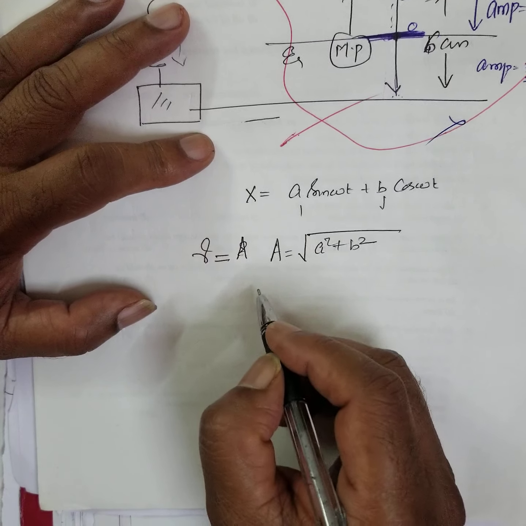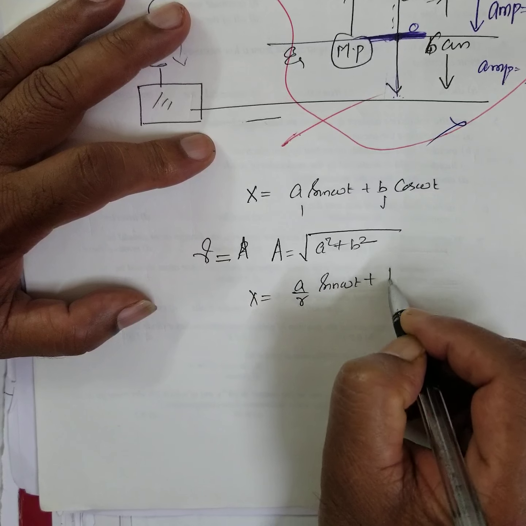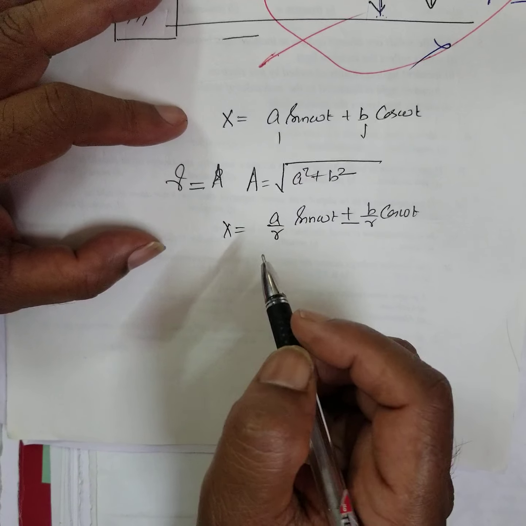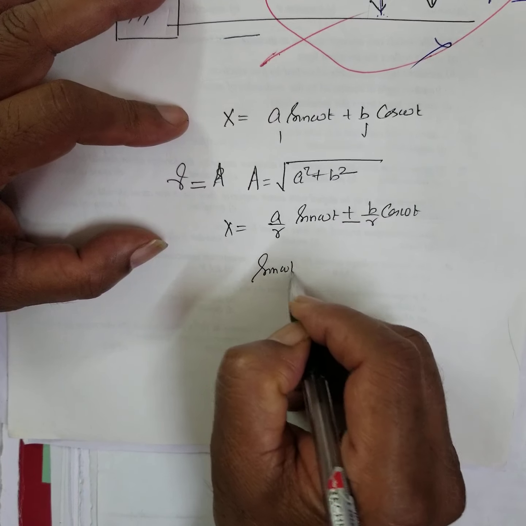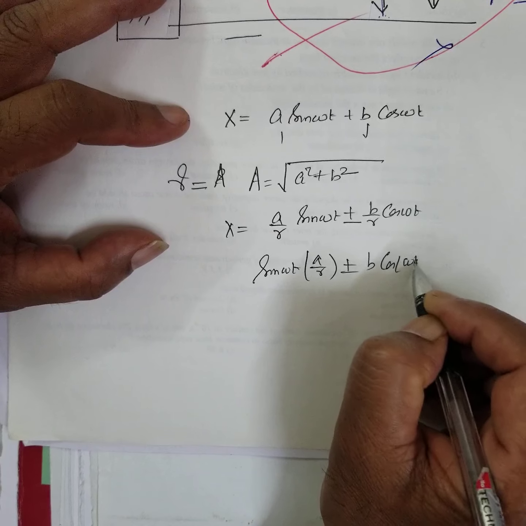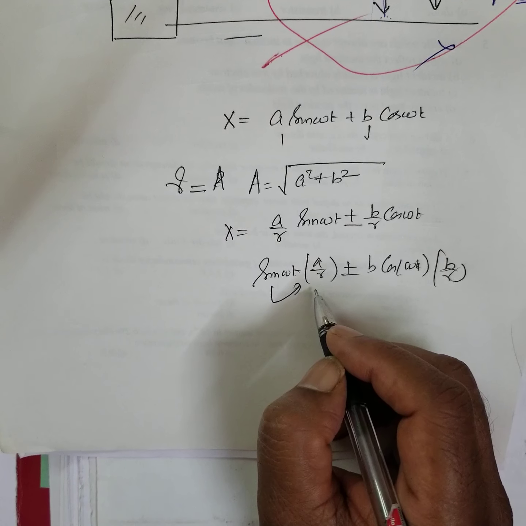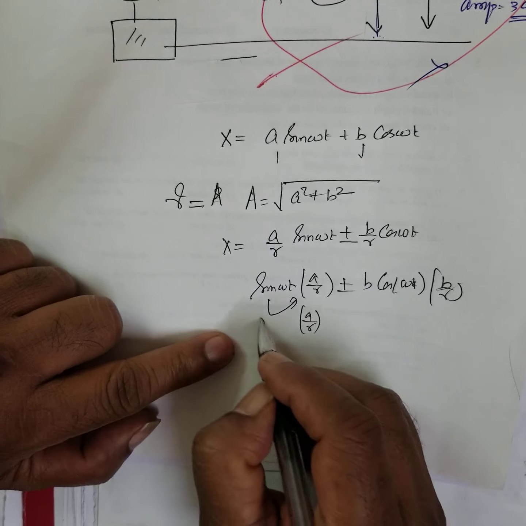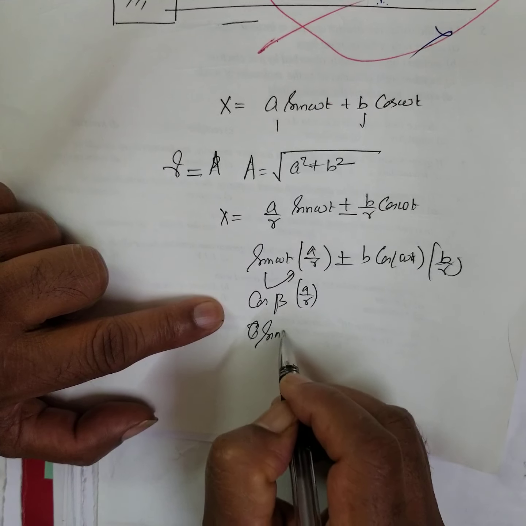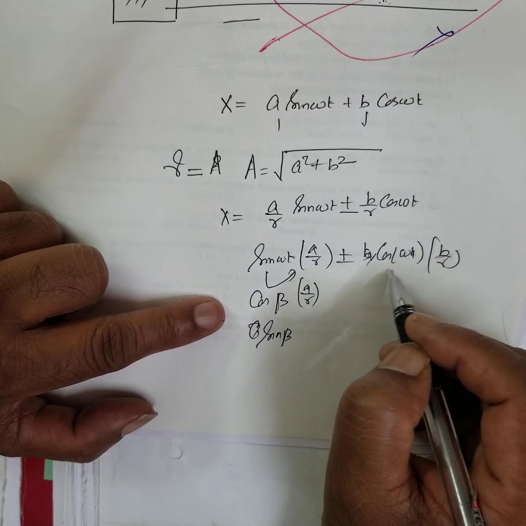You are getting this sum. Divide throughout by r. X is equal to a by r sin omega t plus b by r cos omega t, plus or minus whatever may be here. Therefore, sin omega t a by r plus or minus b by r cos omega t. Now this a by r is connected to sin, you can either put cos beta or sin beta. Here b by r is connected to cos.